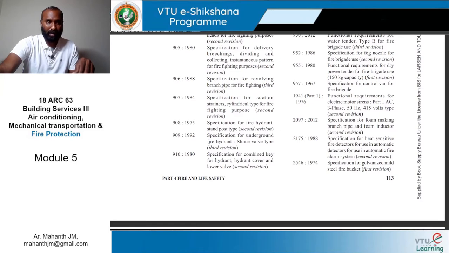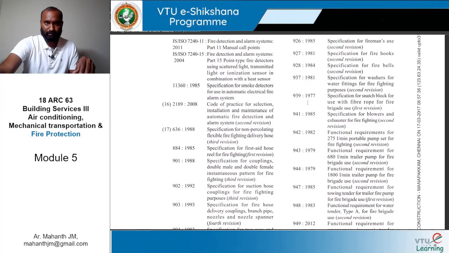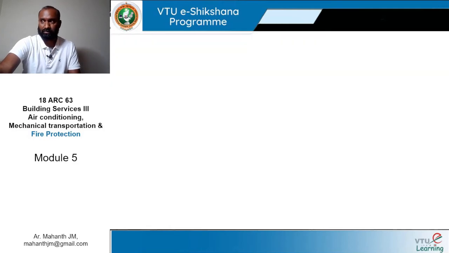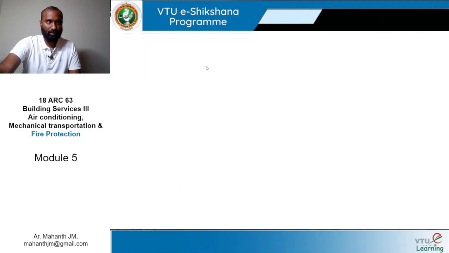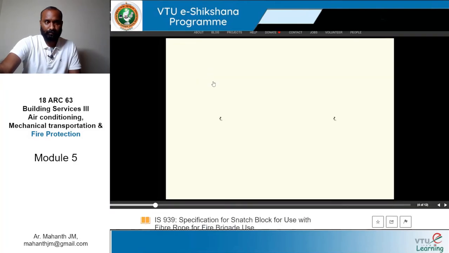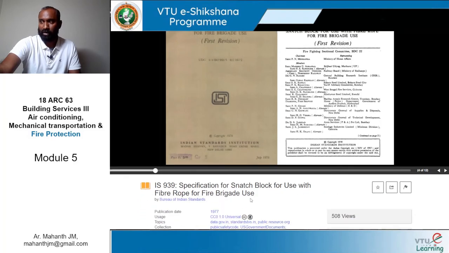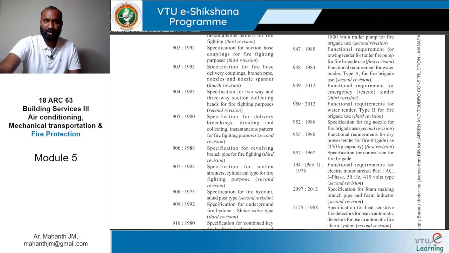Okay, let us randomly pick one code. Let's say, if you again see, there are codes from 1979 or even 1977. Let us take this and do a search. As you could see, a very old standard, 1977, specification for snatch block for use with fiber rope for fire brigade use. Okay, let us take one of the recent ones.